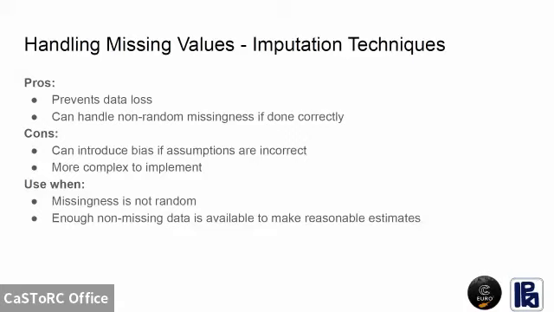It's more complex to implement, and you have to make some informed decisions about your data. You can use it if the missingness is non-random. And you have to be careful that you have enough data to make this assumption. Okay.